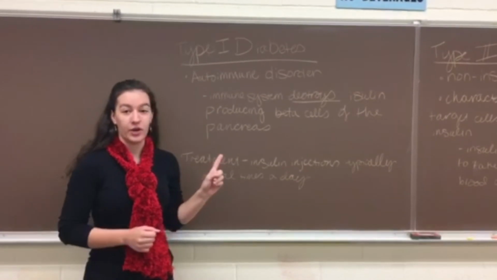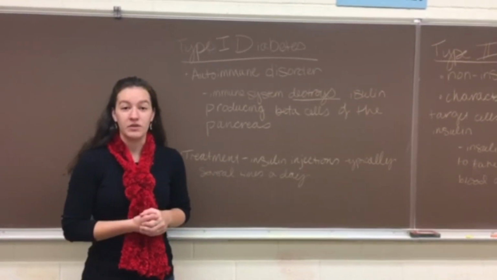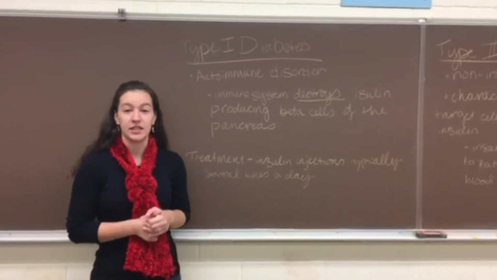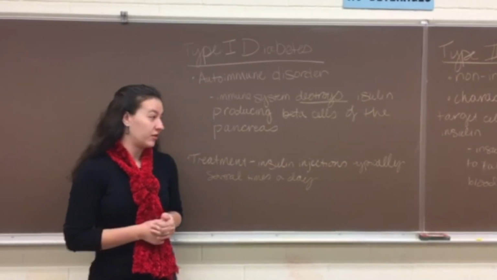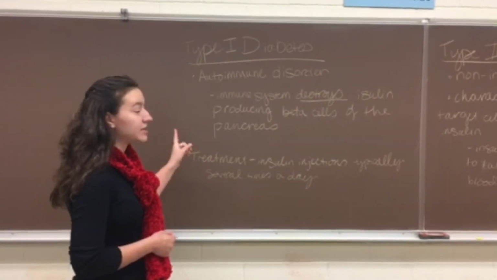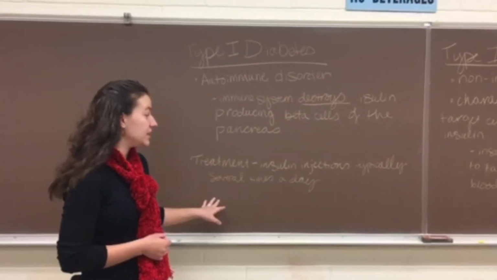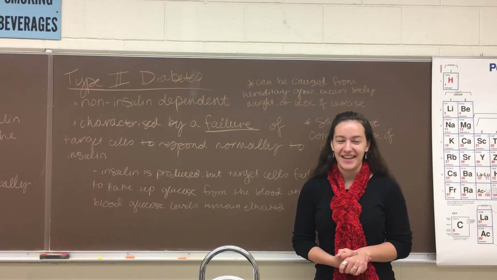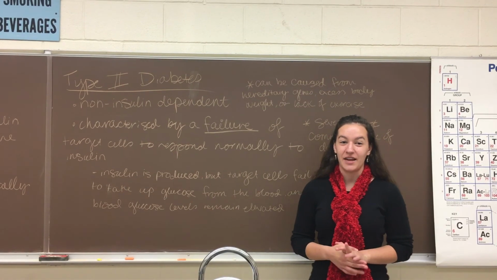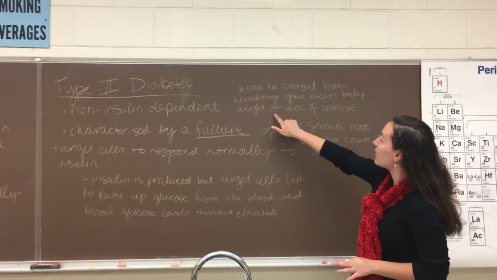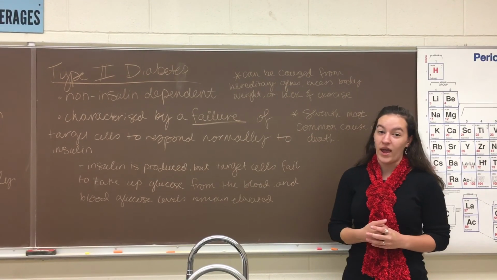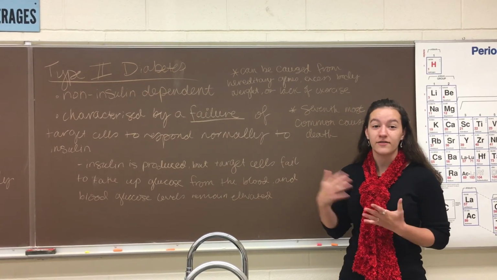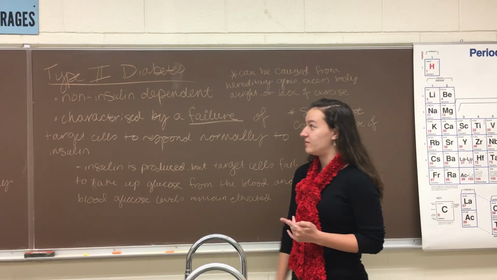It is an autoimmune disorder where the immune system destroys the insulin-producing beta cells in the pancreas. The treatment for type 1 diabetes is insulin injections, typically several times a day. Type 2 diabetes can be caused from hereditary genes, excess weight, or lack of exercise. So it's very different from type 1 diabetes.